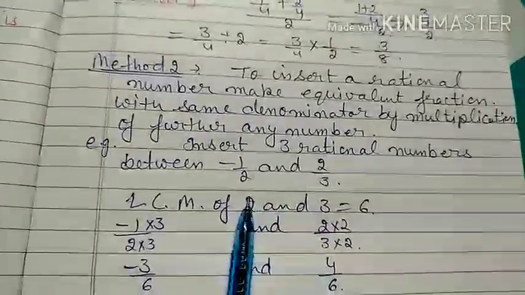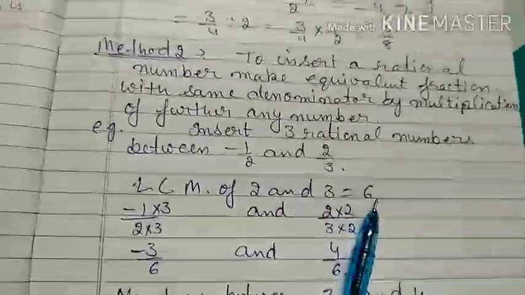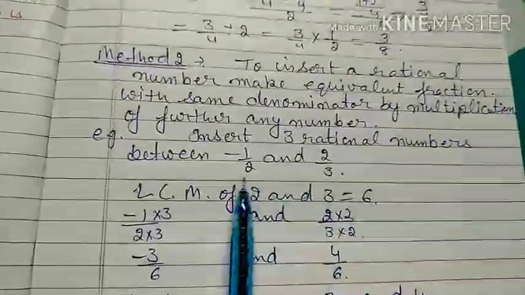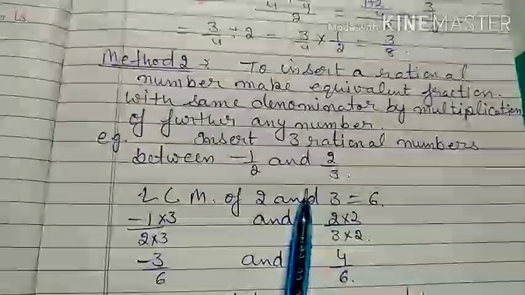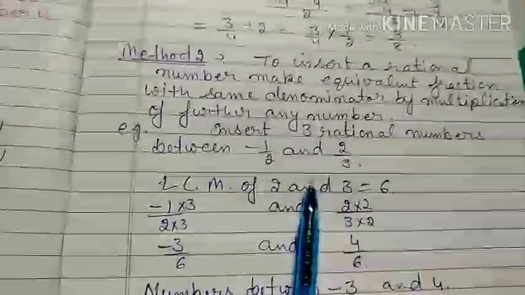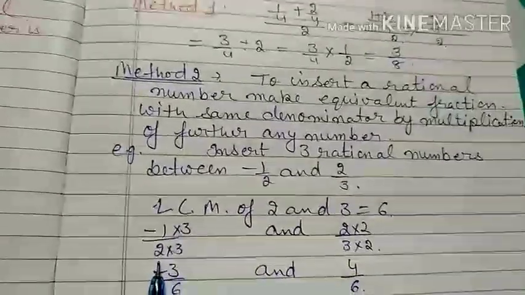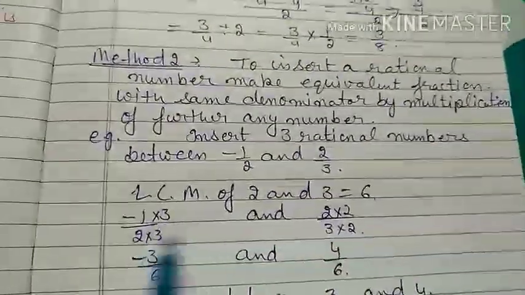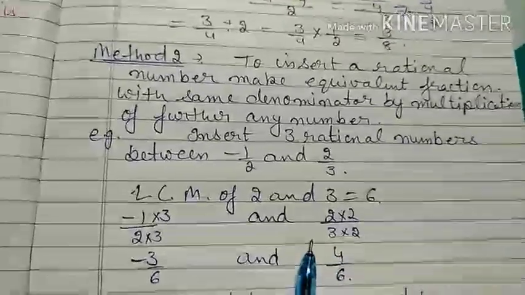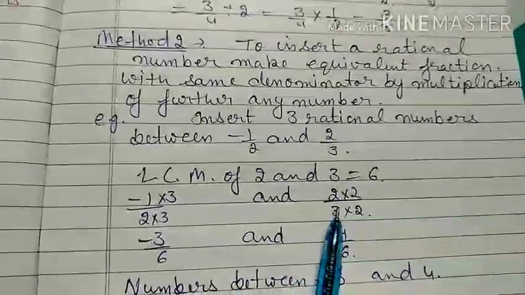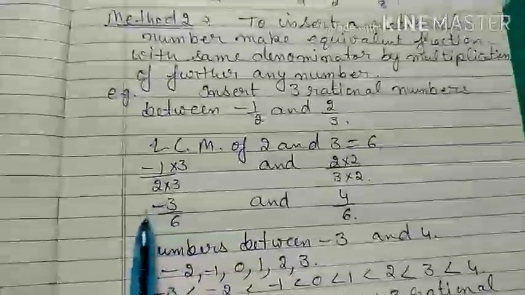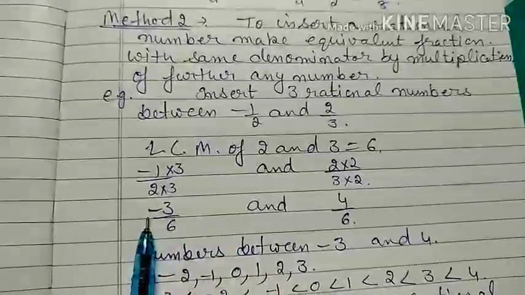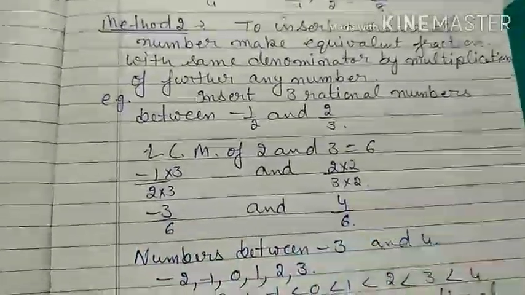When I check the LCM of 2 and 3, the LCM of 2 and 3 is 6. Now I convert both rational numbers to denominator equal to 6. To make 6 from 2, I multiply 2 by 3, so the numerator should also be multiplied by 3, and to make 6 from 3, I multiply by 2, so the numerator should also be multiplied by 2. My required equivalent fractions become minus 3 by 6 and 4 by 6.